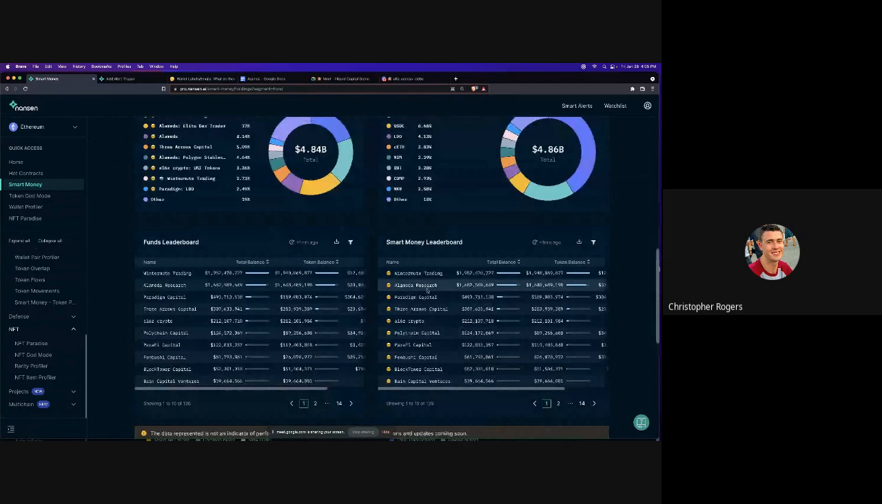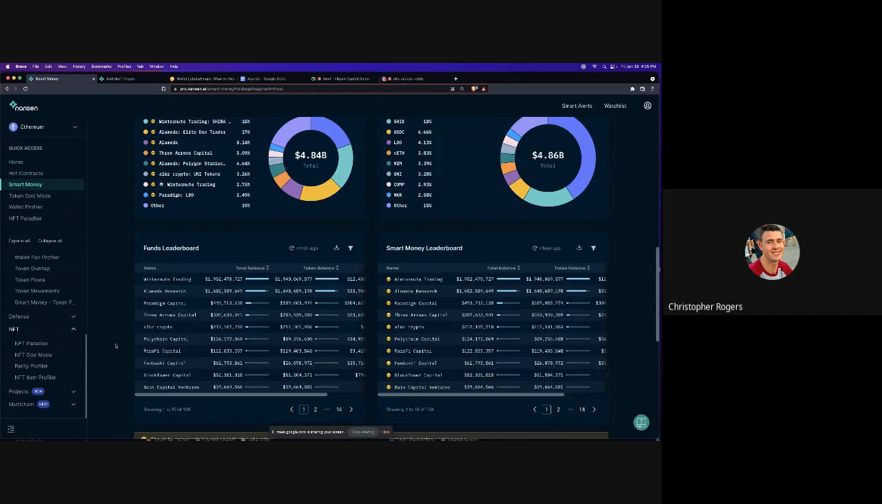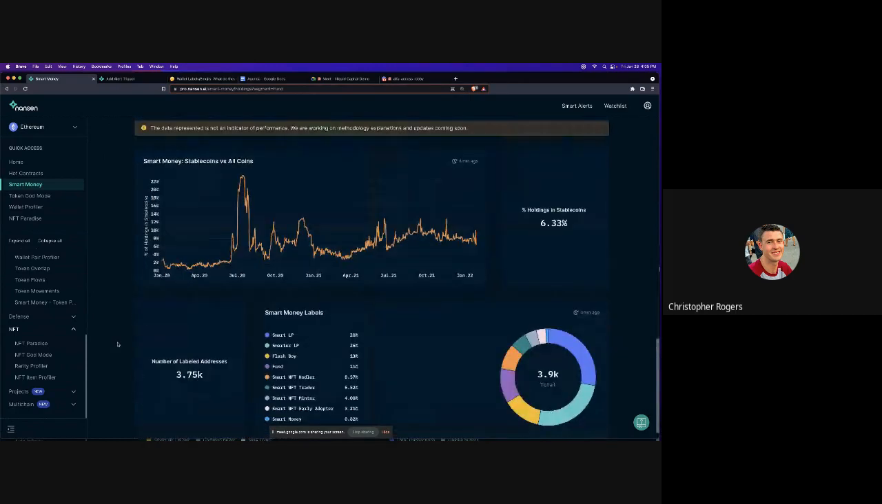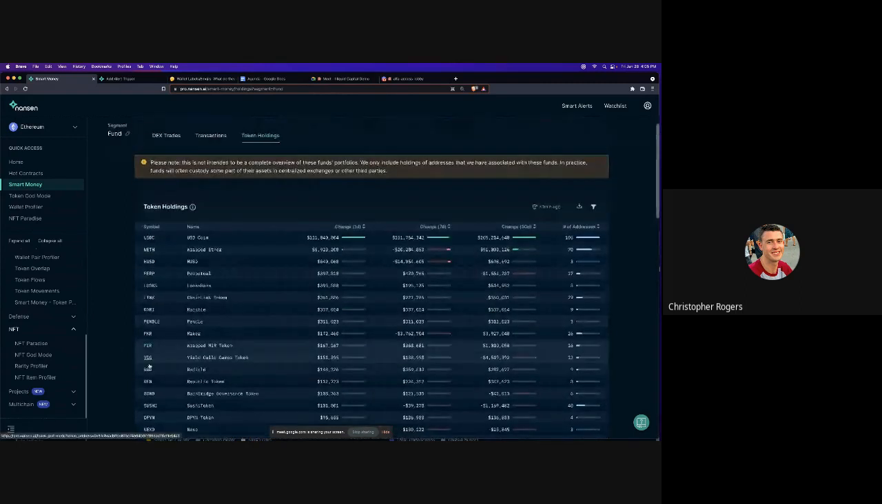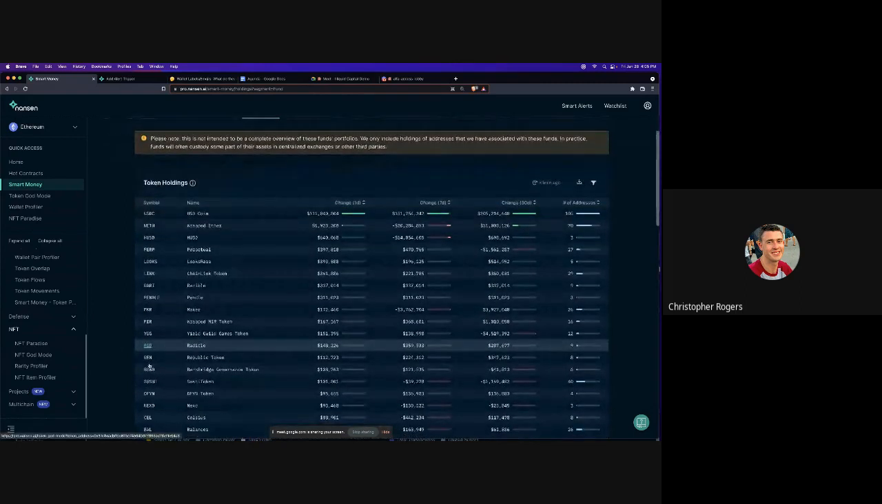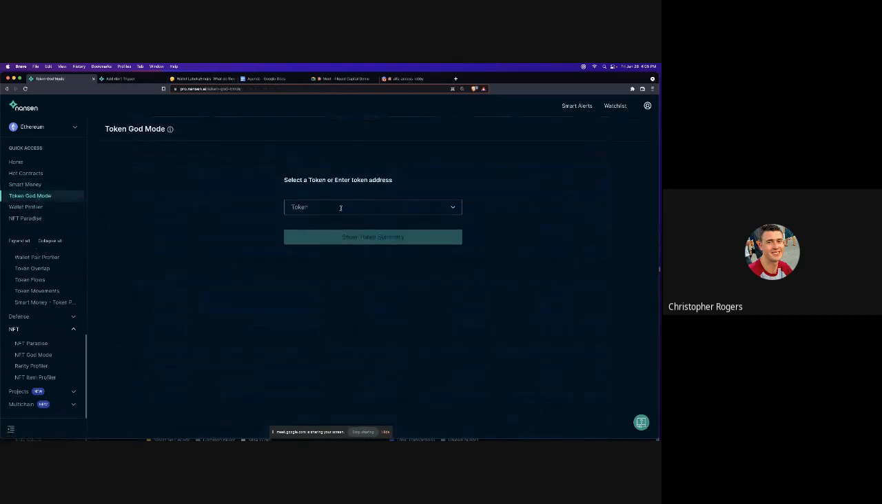So Alameda Research could be a wallet to set up alerts on. They have the largest balance so far, and they're at the top of the Smart Money leaderboard, as well as the top of the fund leaderboard. And if you were to find a token on here, I'd like to use Luna as an example. So I have a pretty good example of what you could do based upon finding a smart money token.